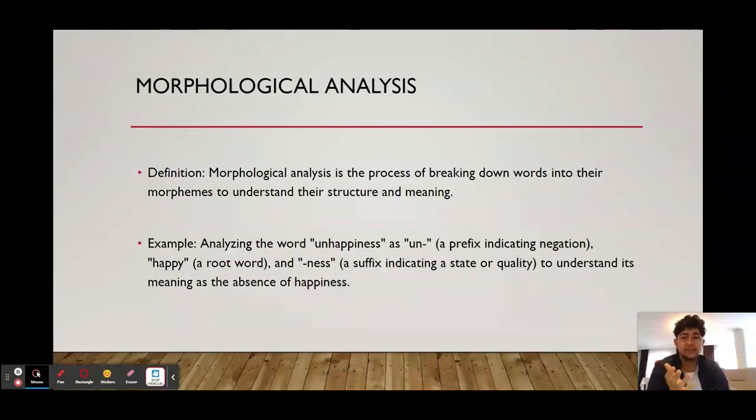Morphological analysis. Morphological analysis is the process of breaking down words into their morphemes to understand their structure and meaning. For example, unhappiness. As you can see, we break it down to understand its meaning as the absence of happiness.